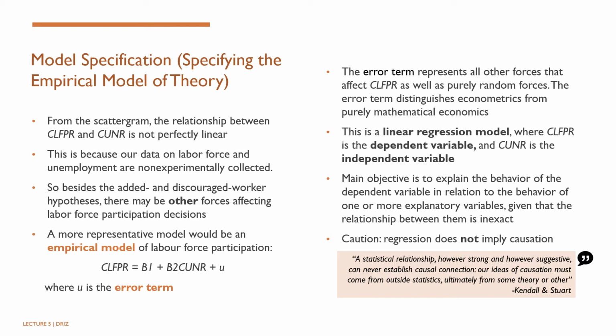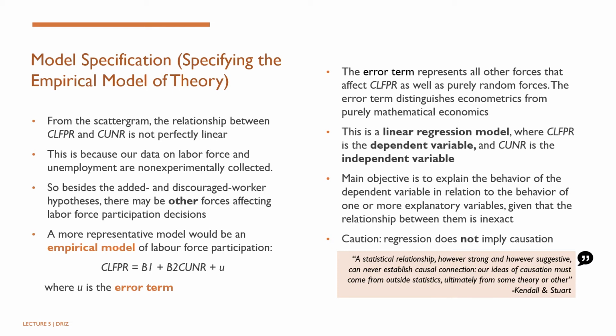We can rewrite the equation as CLFPR equals B1 plus B2 CUNR plus U, where U represents the random error term, or simply the error term. We can let U represent all those other forces besides CUNR that affect CLFPR but are not explicitly introduced in the model, as well as purely random forces. The error term distinguishes econometrics from purely mathematical economics. In our case, we have a linear regression model.